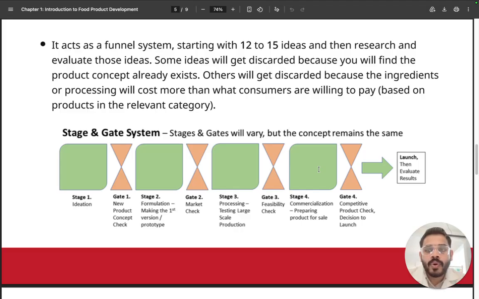So this is the whole stage and gate system. Like this process only, a product can be launched. So this is the way a product development happens.